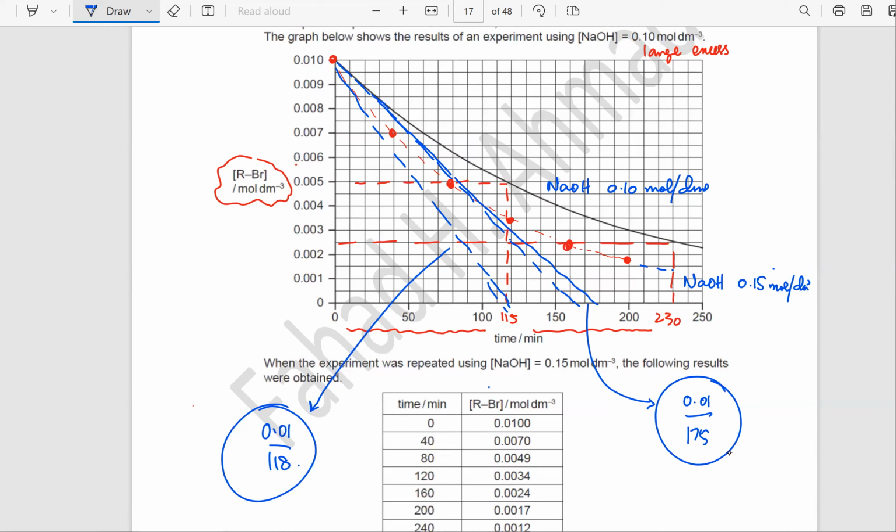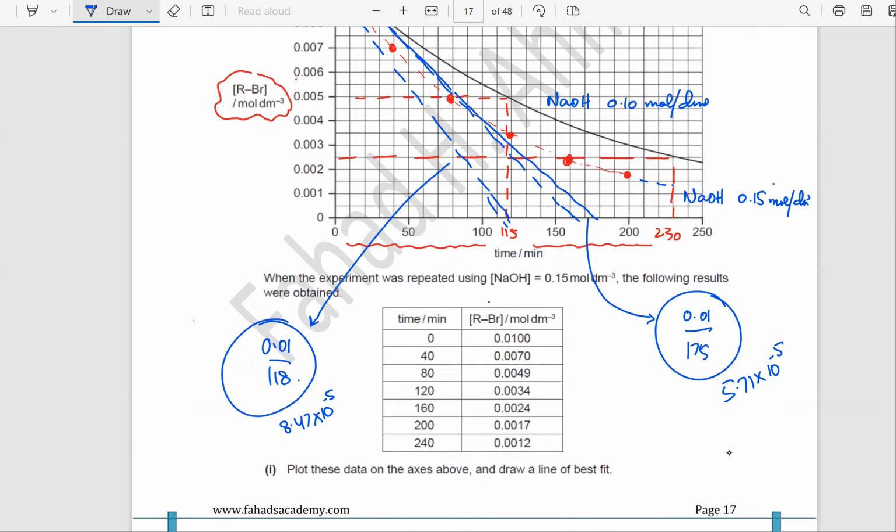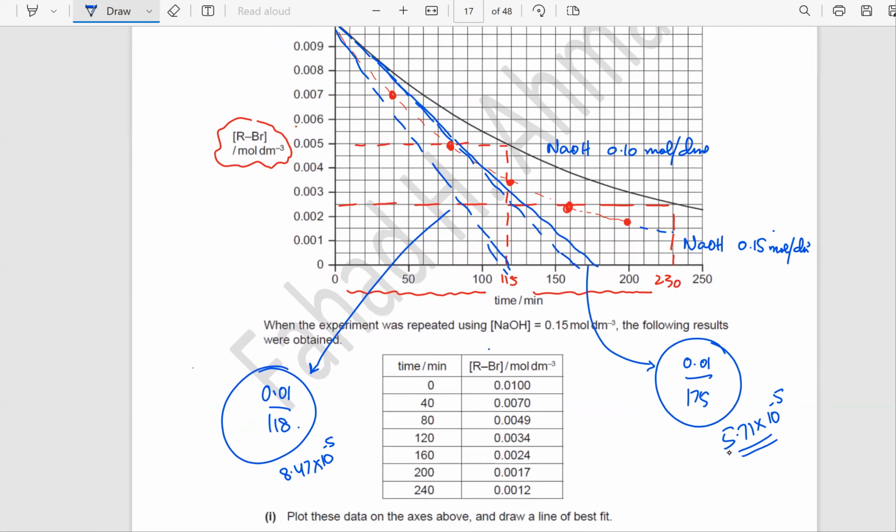So the one on the left is 8.47 times 10 power negative 5. And the one that's on the right? 5.71 times 10 power negative 5. अच्छा, 10 power negative 5. ठीक है, so ये rate है. ठीक है, remember this gradient is the rate, right? तो ये इधर था, ये इधर था. तो by what factor did the rate increase? इसको इससे divide करो तो what do you get?